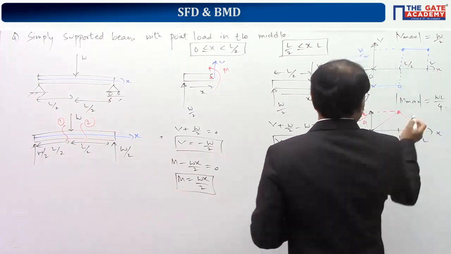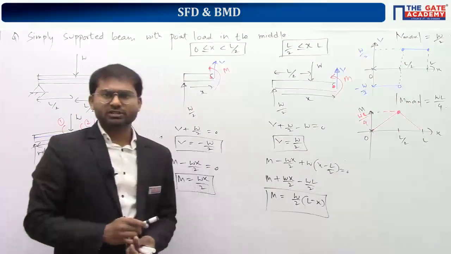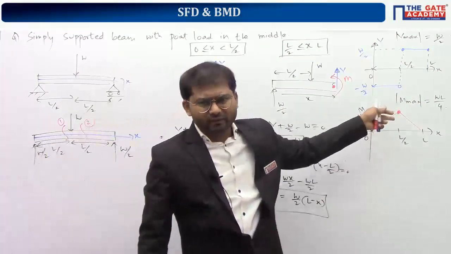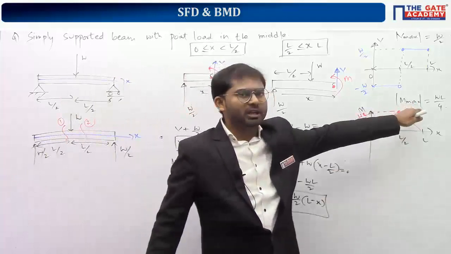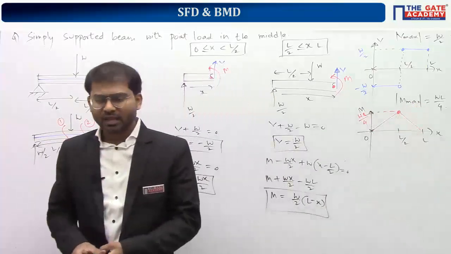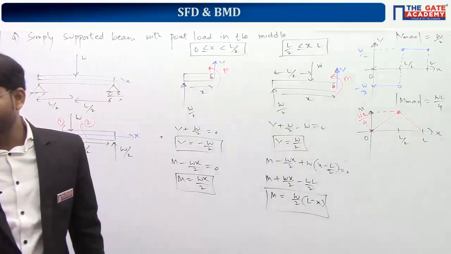It's better if you can remember this, because we had questions in GATE based upon this. You can derive it on the spot also, but if you can remember, it's good. M max magnitude for a simply supported beam having a point load in the middle is WL by 4.